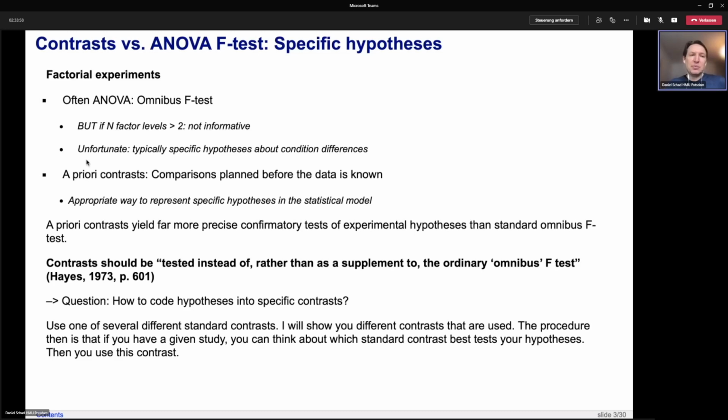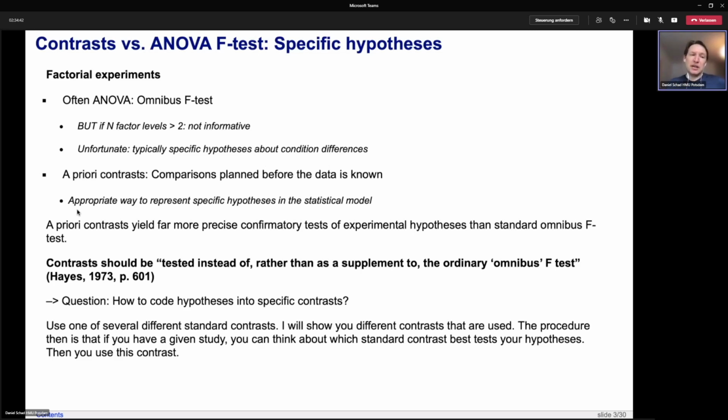And that's a bit unfortunate, because typically, at least in my field, but in many fields, I think researchers have very specific hypotheses about which conditions they expect to differ from each other and which conditions they don't expect to differ from each other. So this is the case I'm going to talk about. What I'm going to assume here is that normally we have a very clear idea about how these condition means should differ from each other or should not differ from each other. So in such a situation, we can use a priori contrasts. These are comparisons that are planned before the data are known. So this is an appropriate way to represent scientific hypotheses in the statistical model.